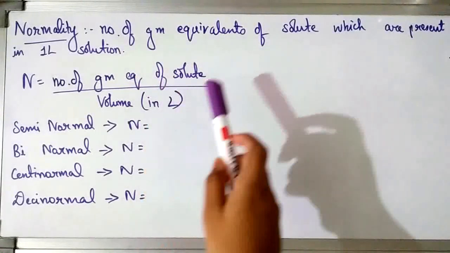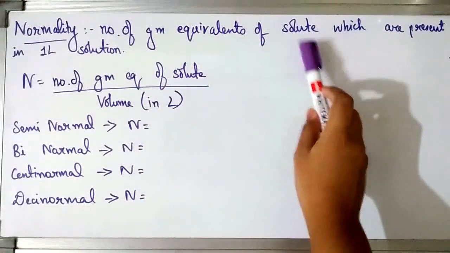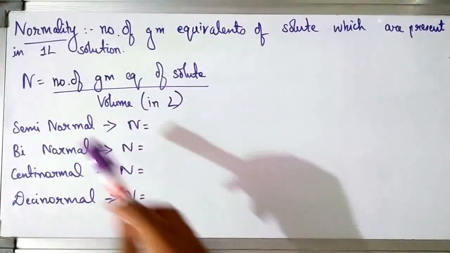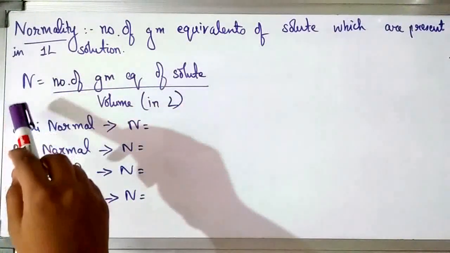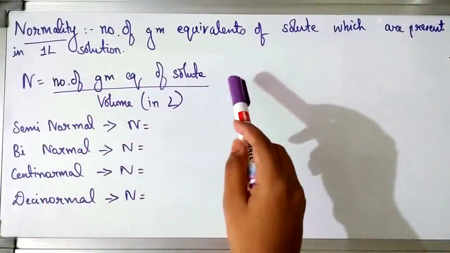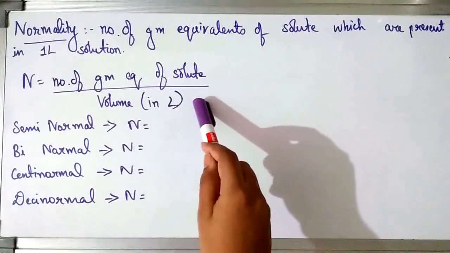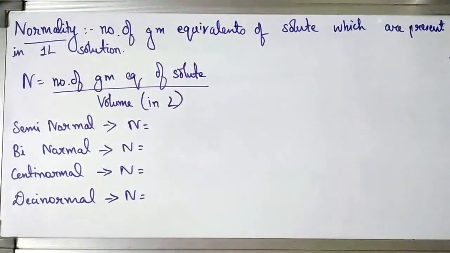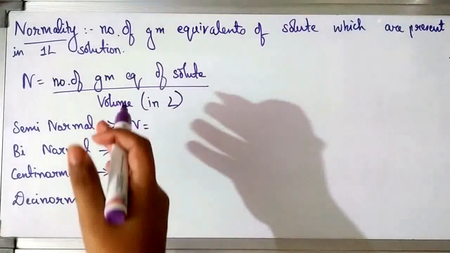So normality is the gram equivalents of solute which are present in 1 liter of solution, and the formula goes like this: the normality, which is denoted by capital N, is equal to the number of gram equivalents of solute upon the volume of solution in liters. This normality is very similar to the molarity, and just like we had semi-molar and bimolar, similarly we have normalities also.